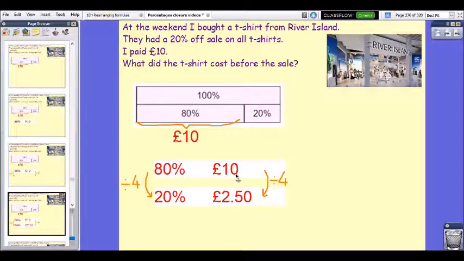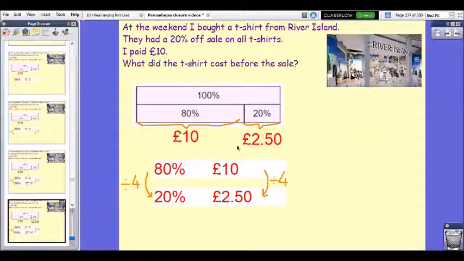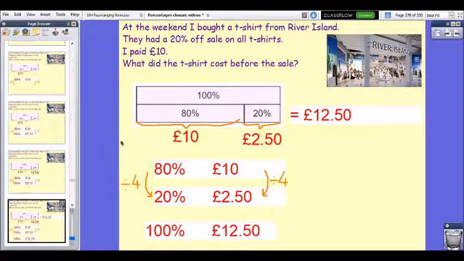And £10 divided by 4 gives me £2.50, which means that this missing 20%, so that original reduction, was £2.50. So overall, the price of that original t-shirt was £12.50, so it was not £12. So this is why, if you draw a bar model, it does help you avoid that common mistake.